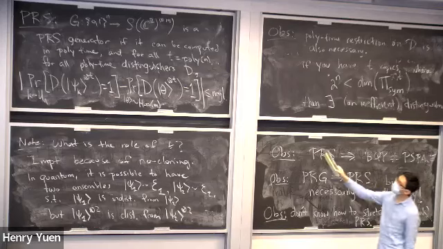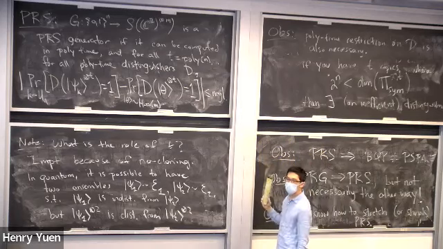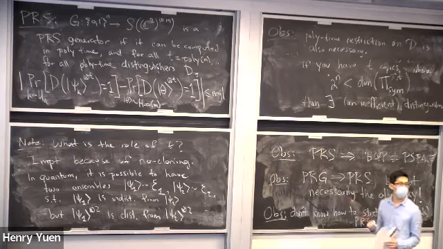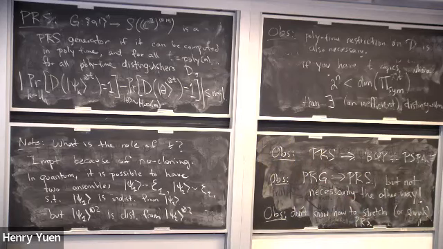But with a pseudorandom state generator, this is not the case. You can't just drop one qubit and also have a pseudorandom state generator. So somehow it's a very rigid object. Okay. And let's see why.